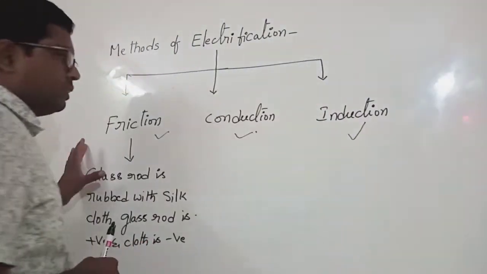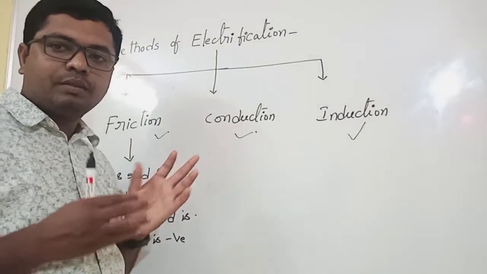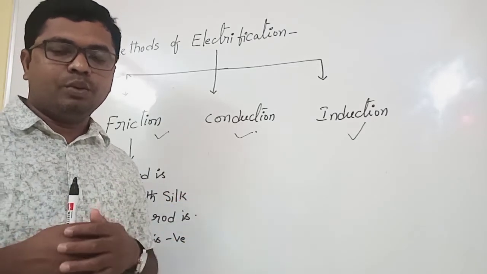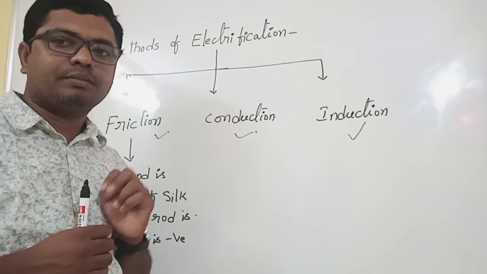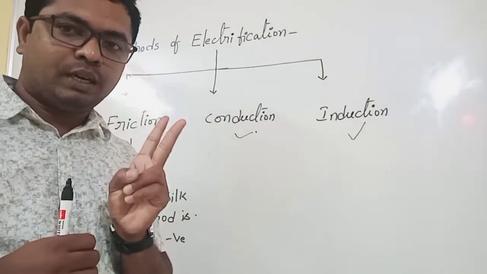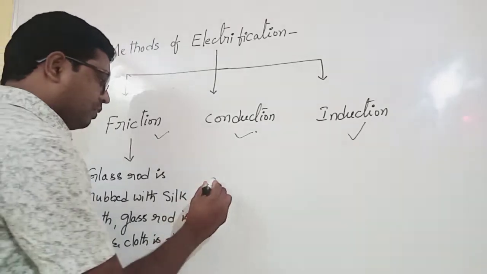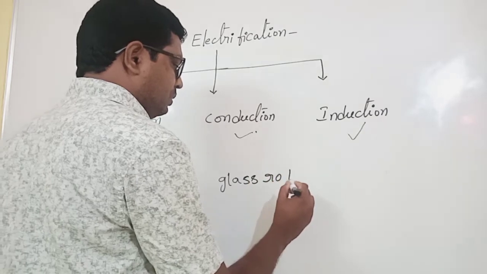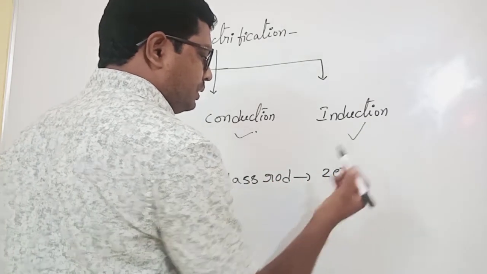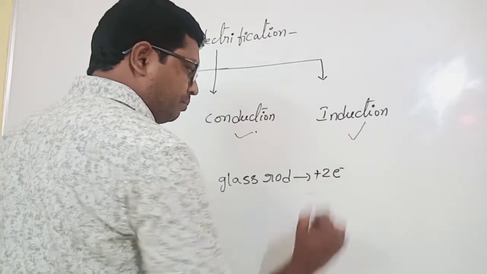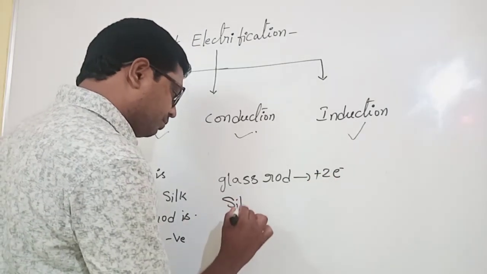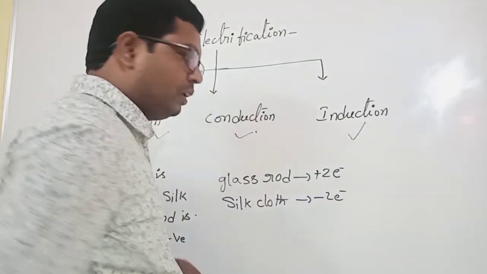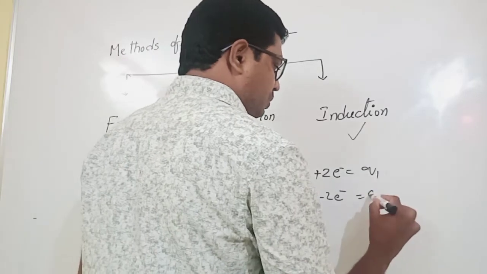Coming to the process of friction, we get two charges: one positive, the other negative. Another thing we have to remember here is that in friction we get both charges. Suppose, for example, the glass rod loses 2 electrons, which means it becomes positive. The silk cloth gains 2 electrons. Let these charges be Q1 and Q2.